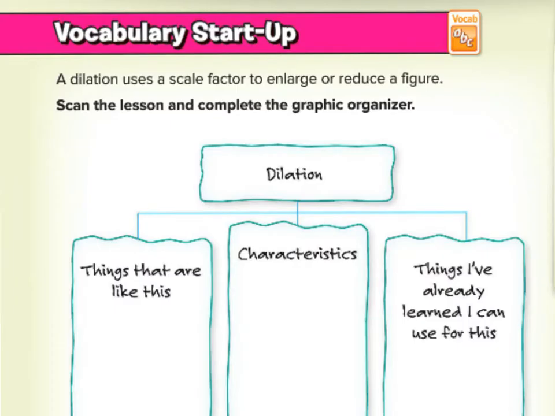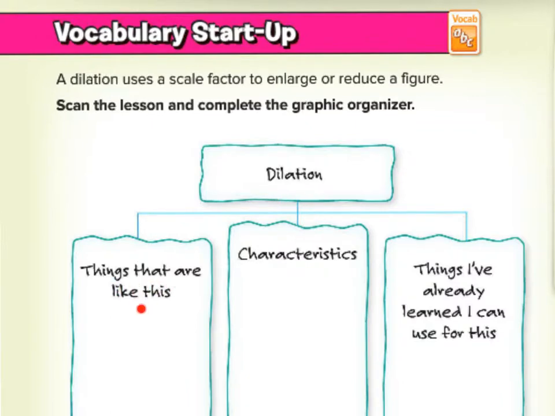Let's get right into it and take a look at our vocabulary startup by identifying what a dilation is. A dilation uses a scale factor to enlarge or reduce a figure. Scan the lesson and complete the graphic organizer. So what is a dilation?